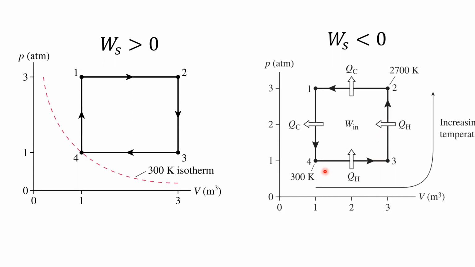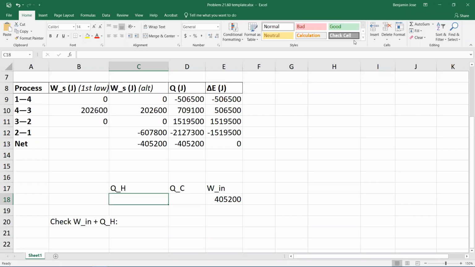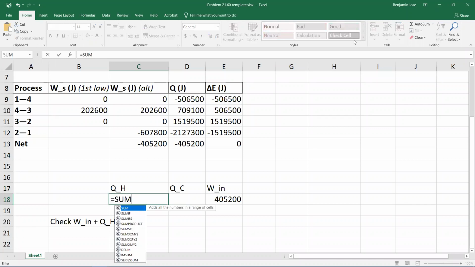QH is the heat taken up by or from or given to the hot reservoir. The arrows could go either way. It depends on the process. But if that reservoir is the one with the higher temperature, then you call that QH. So in this case, QH is in fact the sum of the positive individual Qs. Well, that would be this one and this one.